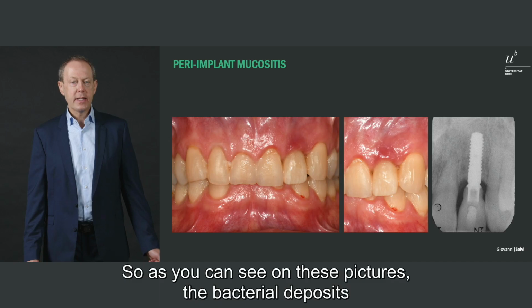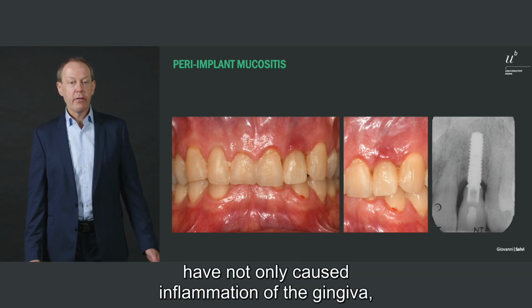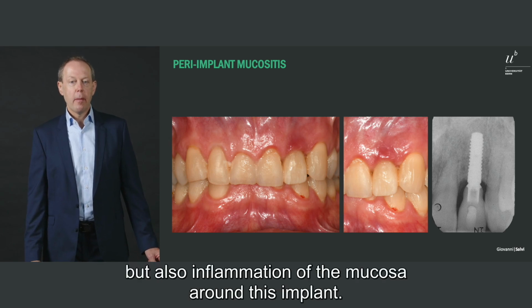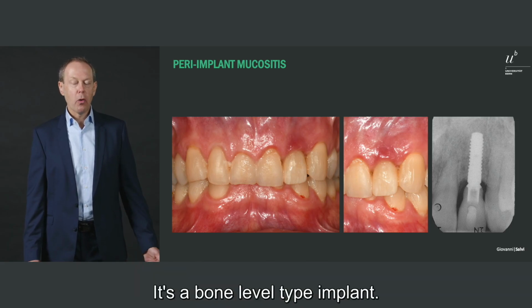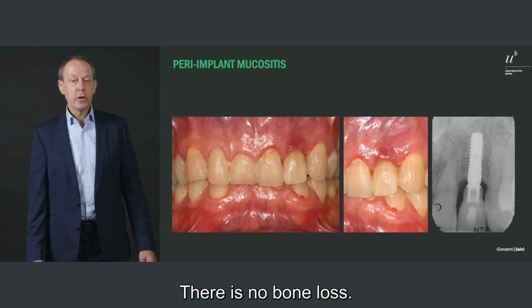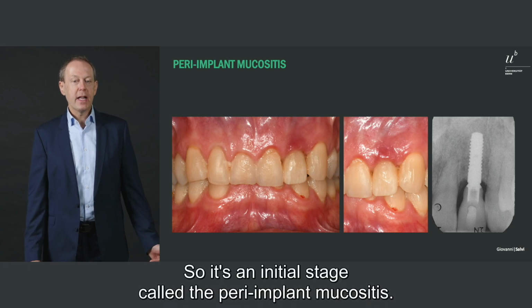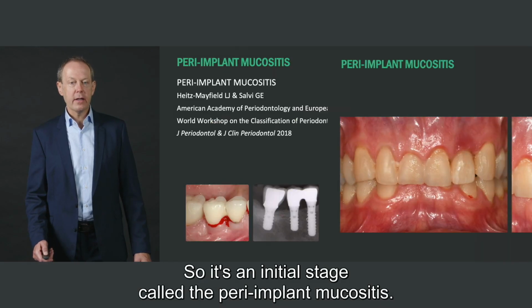So as you can see on these pictures, the bacterial deposits have not only caused inflammation of the gingiva, but also inflammation of the mucosa around this implant. It's a bone level type implant. There is no bone loss, so it's an initial stage called peri-implant mucositis.